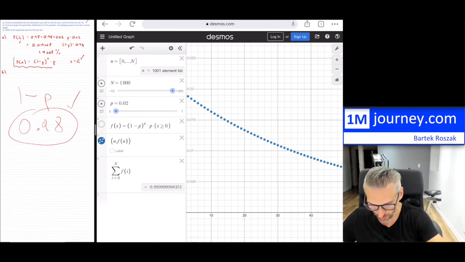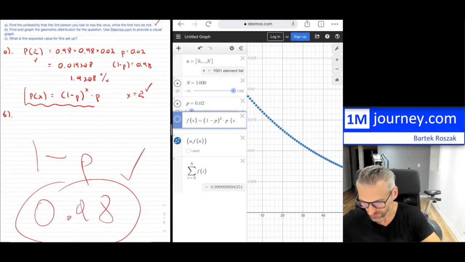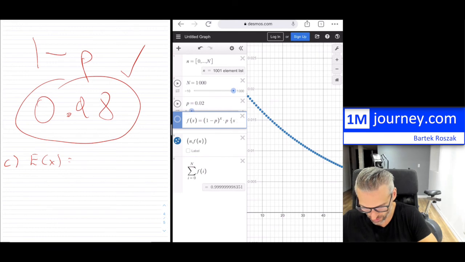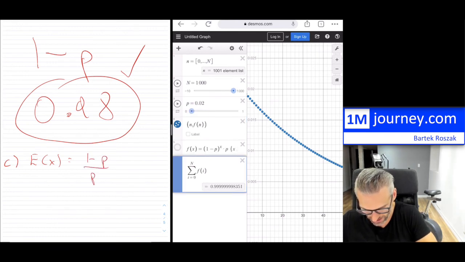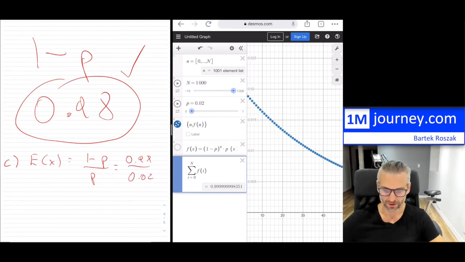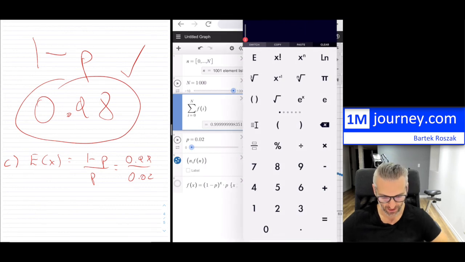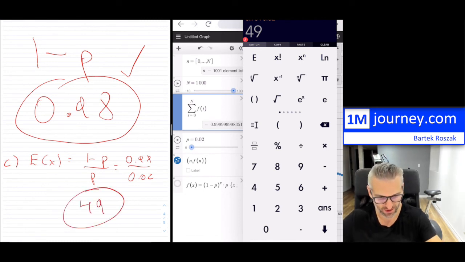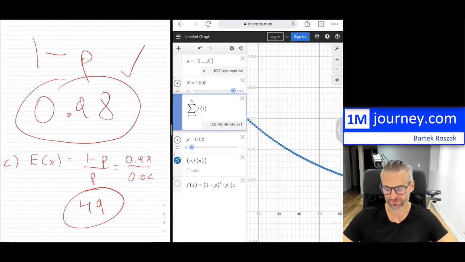All right, now what's the expected value? That's the last question, part C, and it's not very difficult. The expected value for this is equal to 1 minus p divided by p, so 0.98 divided by 0.02. And that is 49. So that would have been the expected value.